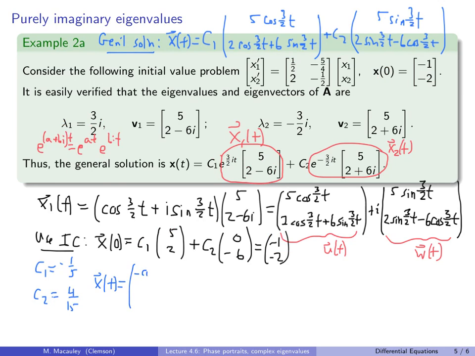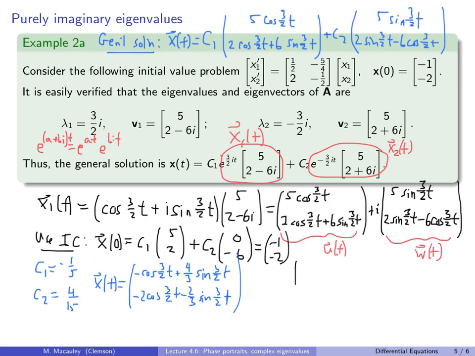You get negative cosine of 3/2 t plus 4/3 sine of 3/2 t on the top, and on the bottom you have negative 2 cosine of 3/2 t minus 2/3 sine of 3/2 t. Now it's not clear what this thing is. It turns out this is an ellipse, and it's an ellipse through this point right here.